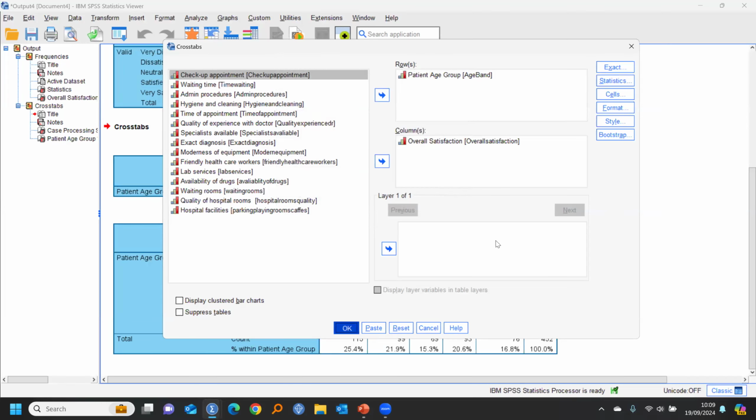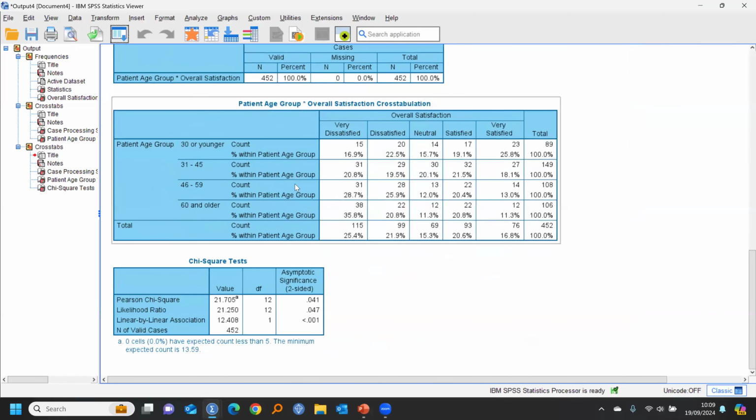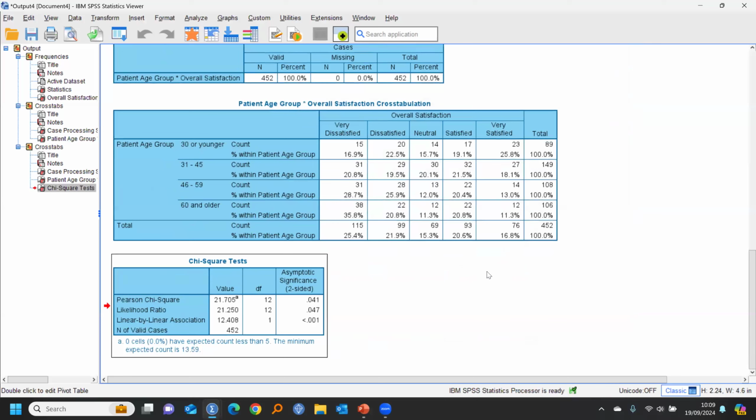But if I run it again and click OK, it just does the same thing again, except this time it's added a test box on the end here, a table, and the Pearson chi-square is showing what's called asymptotic significance, two-sided significance. That just means it doesn't have a direction. It doesn't mean that the older you are, the more dissatisfied you are, or the older you are, the more satisfied you are. It doesn't assume a direction, so it could go in either direction.